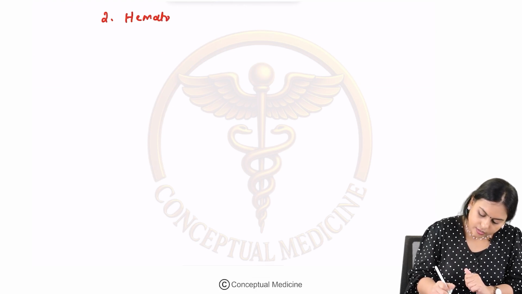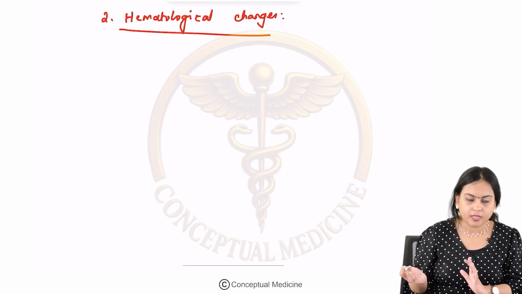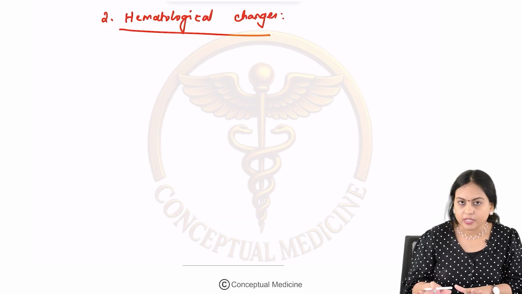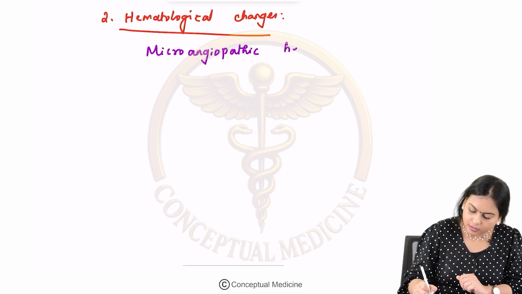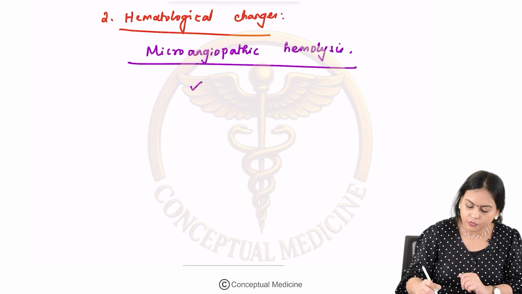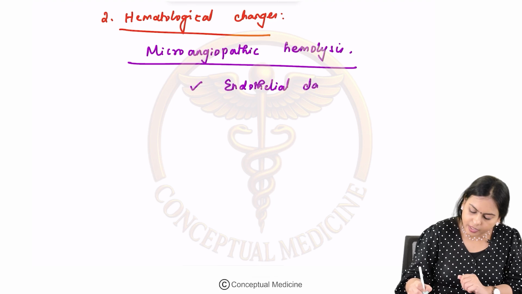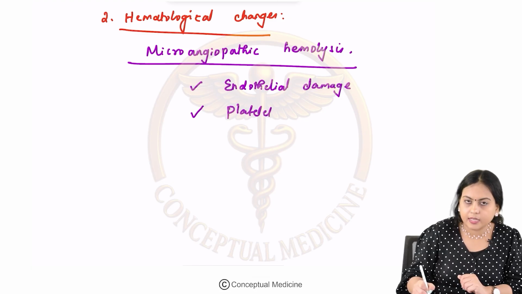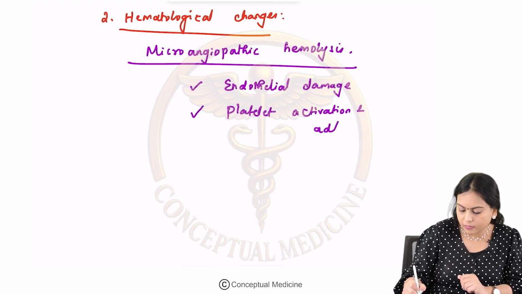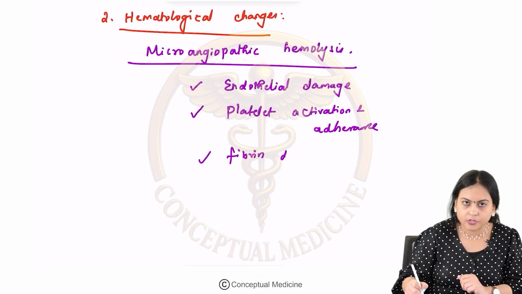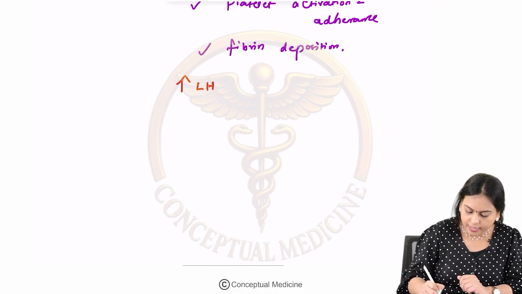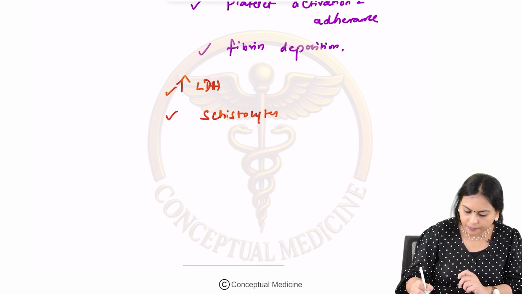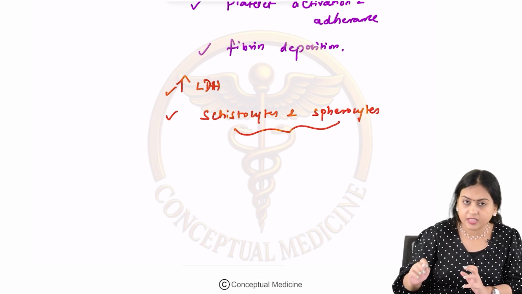And the second important system is the hematological system. If you see the hematological changes, there is microangiopathic hemolysis. This occurs due to, one, endothelial damage, second, platelet activation and adherence, and the third, fibrin deposition in the vessel walls. Because of this hemolysis, you will see increased levels of LDH in the serum, and because of the breakdown of the cells, you will see schistocytes and also spherocytes in the peripheral smear.